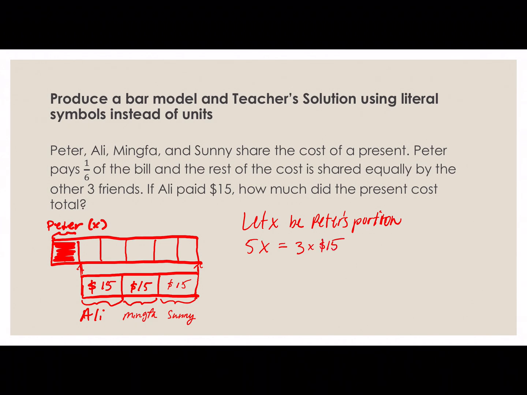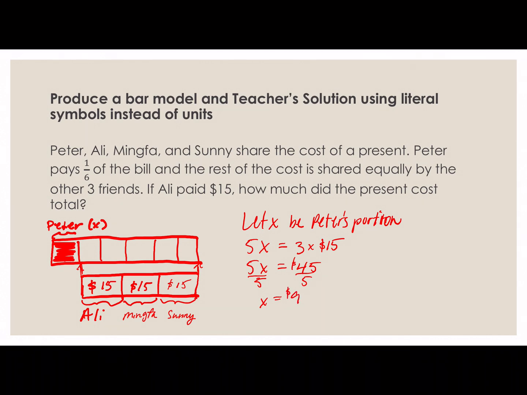dollars. Okay, so what we need to do to solve this is we need to say X is going to equal something, and we need to relate X with a number. So they will give you a number relationship. Okay, so 5x is equal to 3 times 15. Let's go ahead and solve it for X. 5x is equal to $45. Divide by 5. X is going to equal $9.